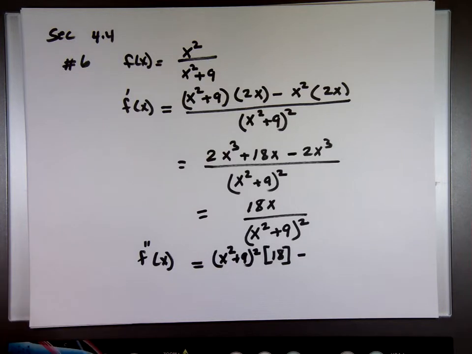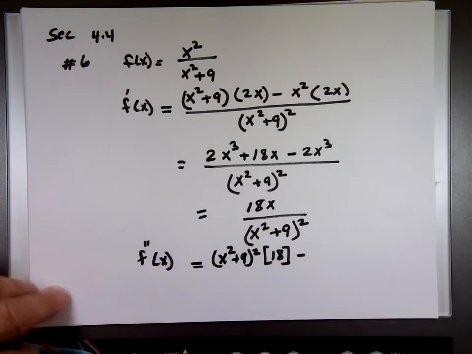Would you take the 18 to the side? You wouldn't take the 18 out of there? Wouldn't that be a constant? You take that out, so it'd be 18 dx x over x squared plus 9 squared. It still won't make a difference in terms of taking the derivative, it's still going to be the same amount of work.